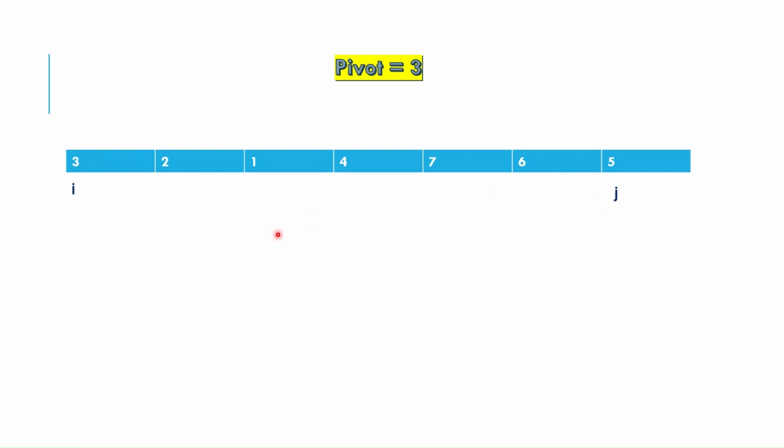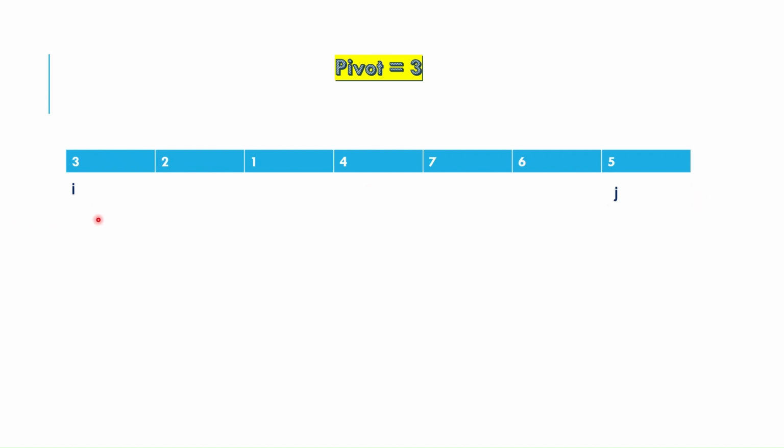So what I'm doing is I am pointing i at the lowest index and I am pointing j at the highest index. Why am I doing this? If you remember the earlier rule that I told you, the pivot element's left side should be smaller and the right side should be greater, right? So I am taking i as a reference for the left side elements and j as a reference for the right side elements.